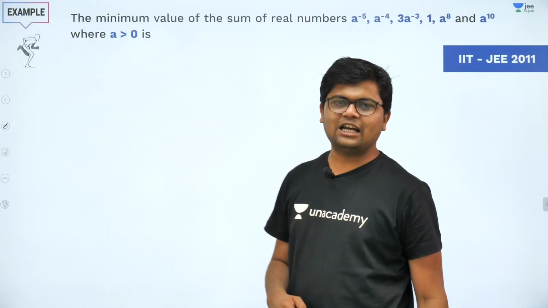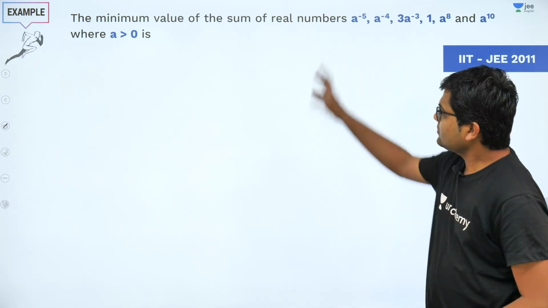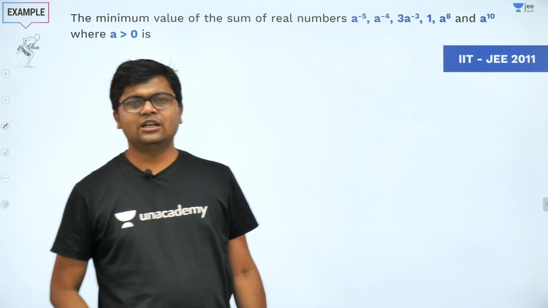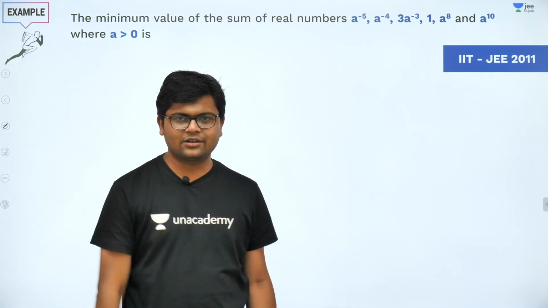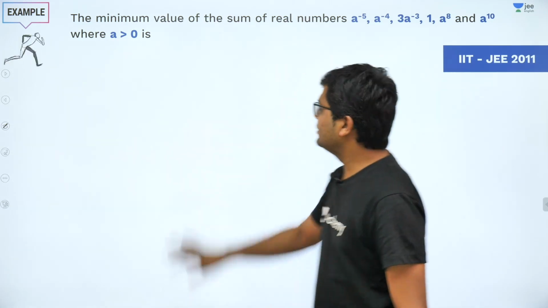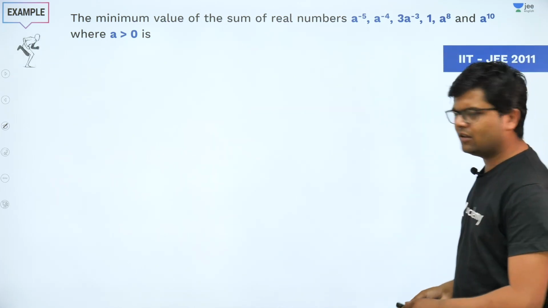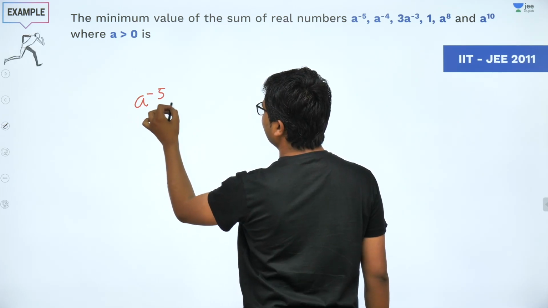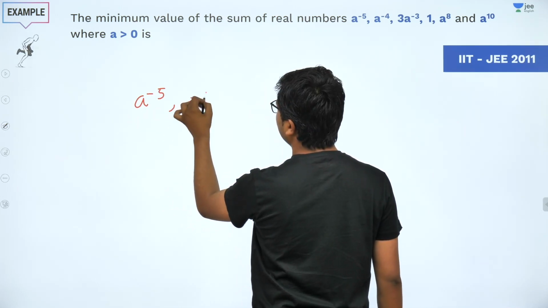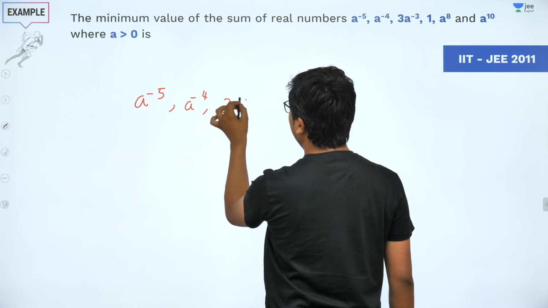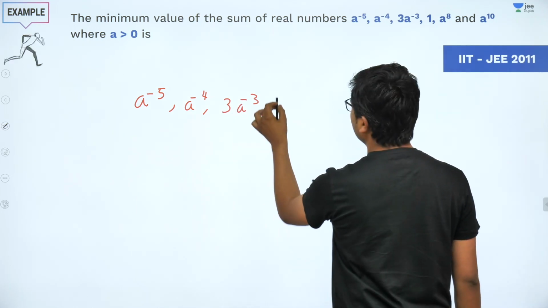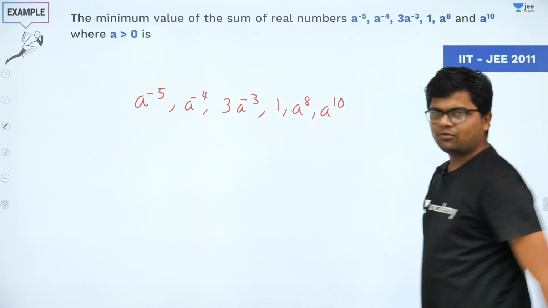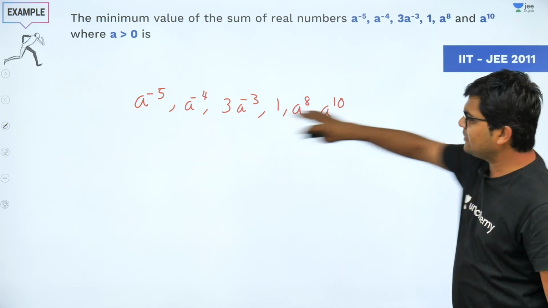Okay students, so let's try the next question. A very wonderful question. Find the minimum value of the sum of real numbers. Okay, we need to find the minimum value. The numbers are given to me as a to the power minus 5, a to the power minus 4, 3a to the power minus 3, and 1, a to the power 8 and a to the power 10. These are the numbers for which I need to find the minimum value of their sum.